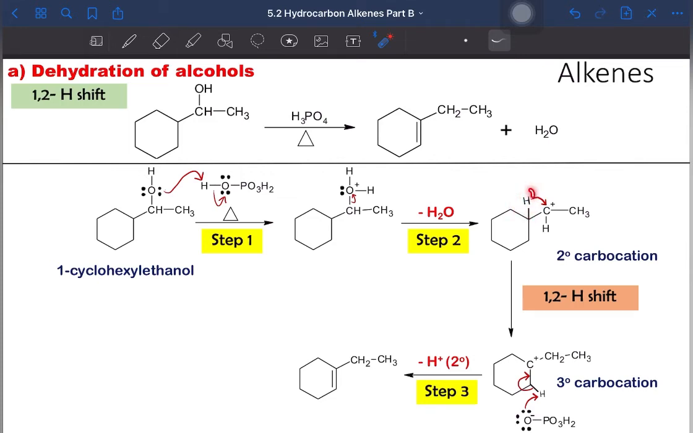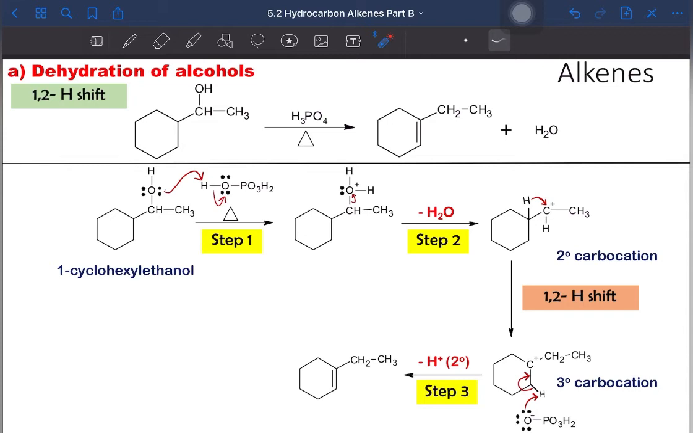Alright, so when we shift this hydrogen to this carbon, this carbocation, this positive charge will be transferred to this carbon. So we call it a 1,2 hydride shift. Now this carbon here, the carbon from the cyclohexane, will have the positive charge. So this one is the carbocation, a tertiary carbocation.